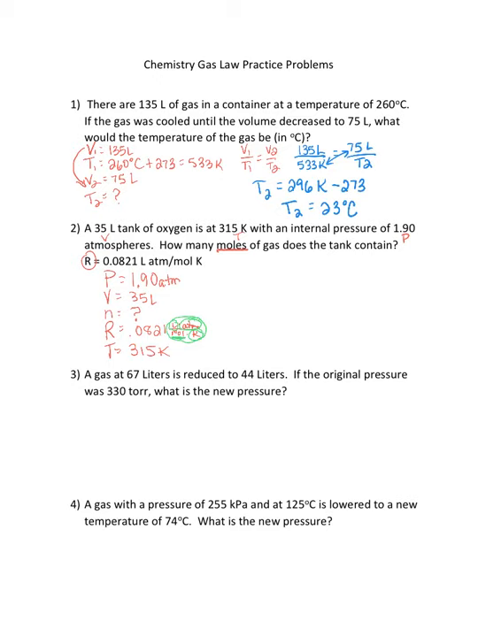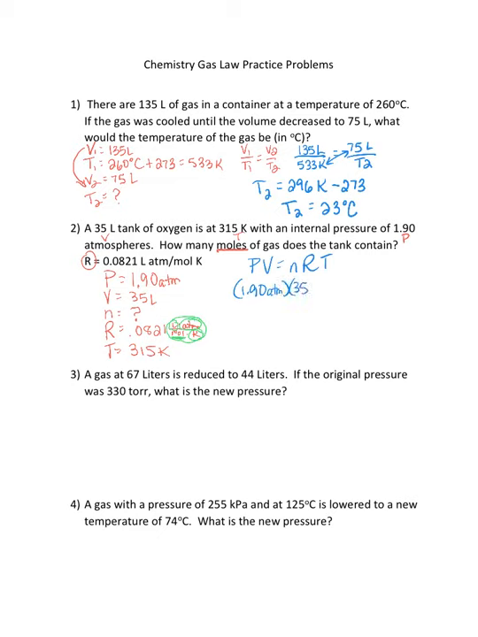So that's good. Let's go ahead and plug and chug. PV equals nRT. Plugging in for P, 1.90 atmospheres.